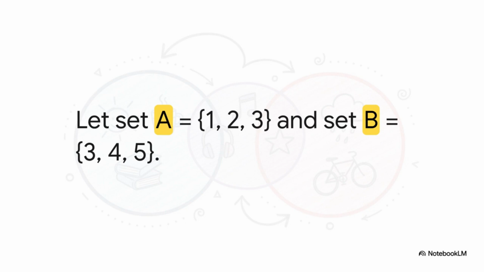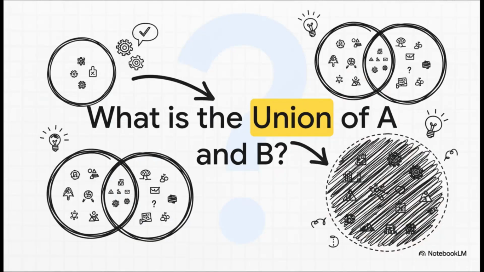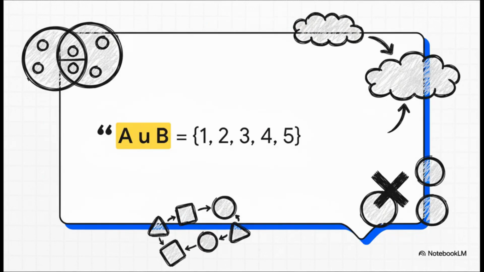Let's make this way more concrete. Imagine we've got two simple sets of numbers. Set A has the numbers 1, 2, and 3, and set B has the numbers 3, 4, and 5. Pretty straightforward, right? So based on what we just said, what do you think the union of set A and set B is going to be? Take a second to think it through. We need to combine all the numbers, but remember that no repeats rule. And boom, there's our answer. The set 1, 2, 3, 4, 5. See what happened? Even though the number 3 was in both set A and set B, we only wrote it down one time in our new union set.